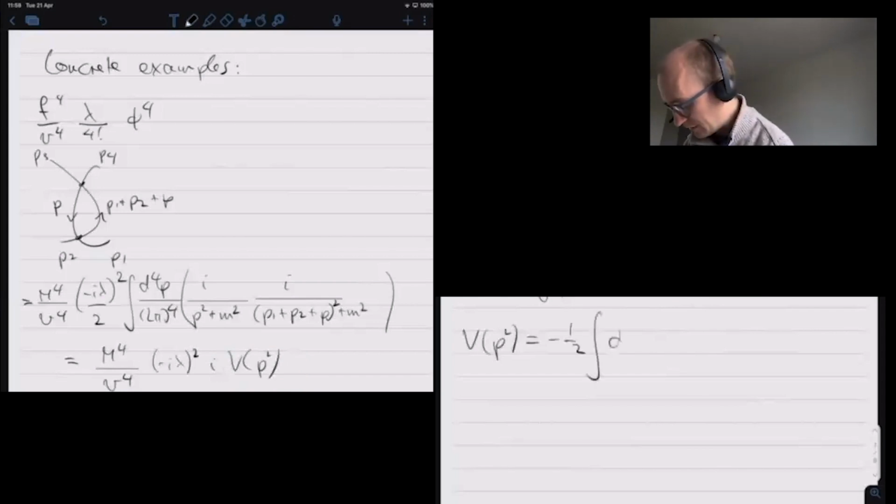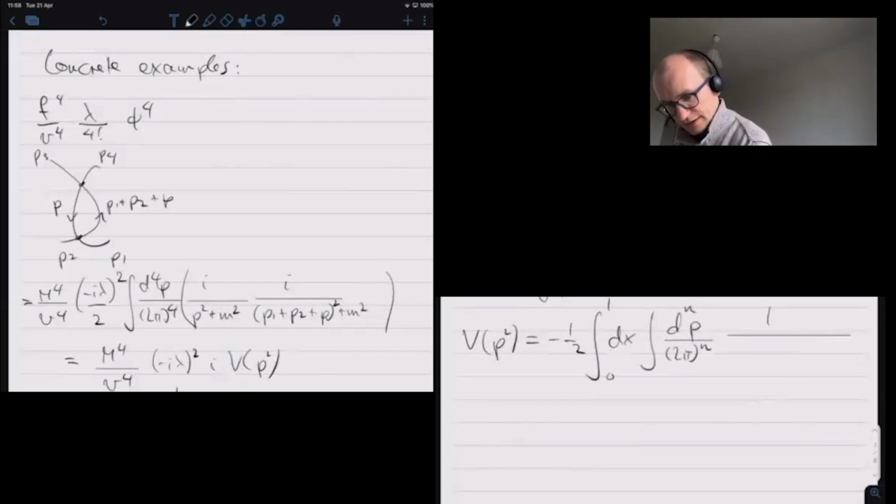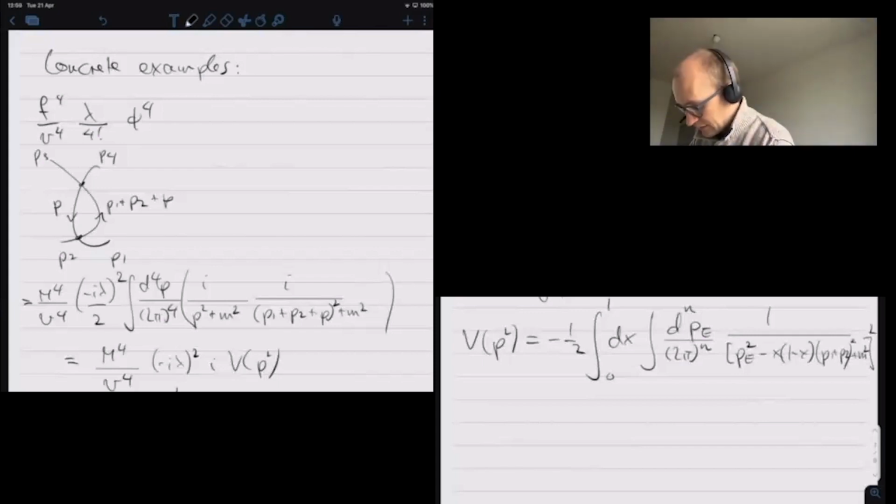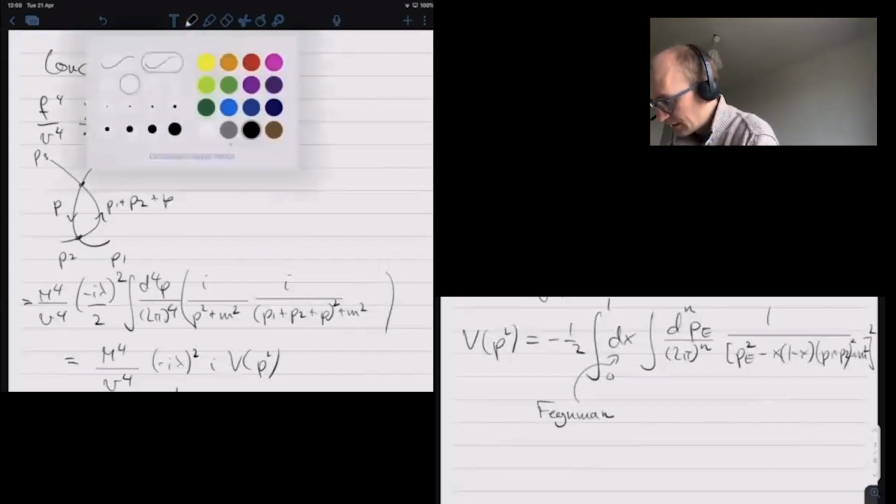So V of p squared is equal to minus 1/2. I can introduce some Feynman parameter, integral dx from 0 to 1 of d^n p over (2 pi)^n, because I want to do dim reg, 1 over, and then I have, let me just call this p_E squared. I've already gone to Euclidean signature. 1 minus x. This is a sort of Peskin and Schroeder type exercise. (p1 plus p2) squared plus m squared, squared. So this is some Feynman parameter to do this. Okay, standard technique.